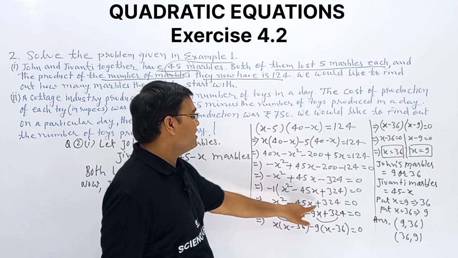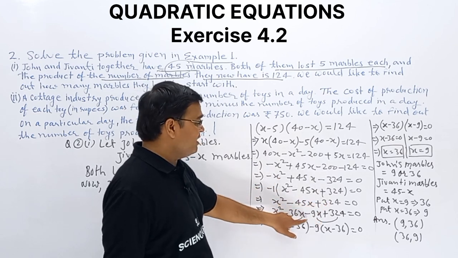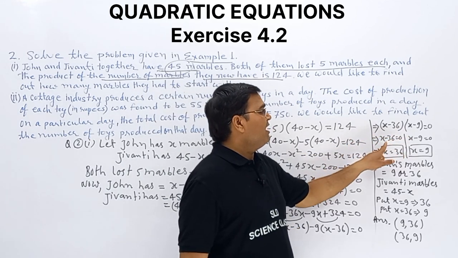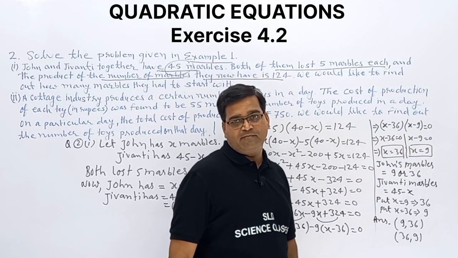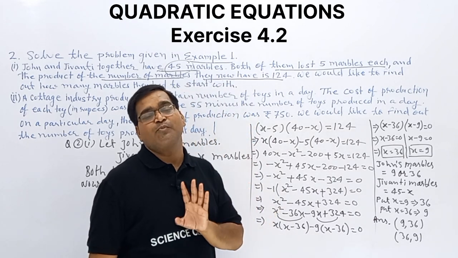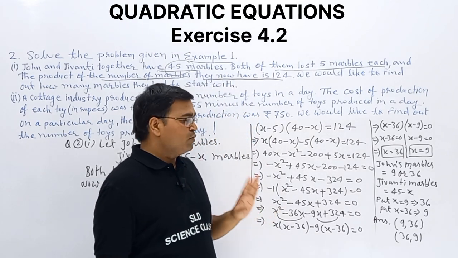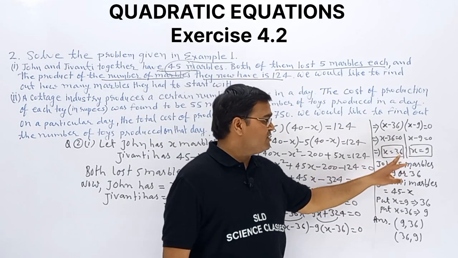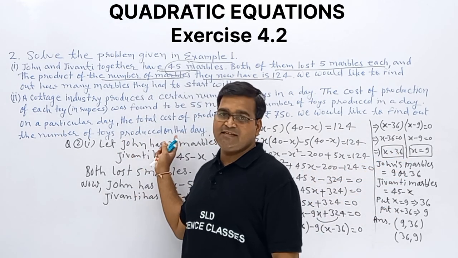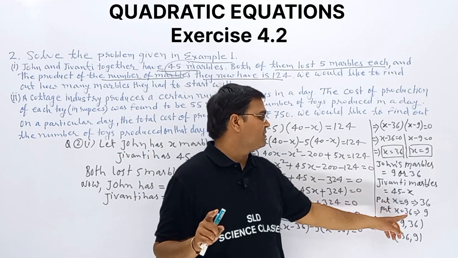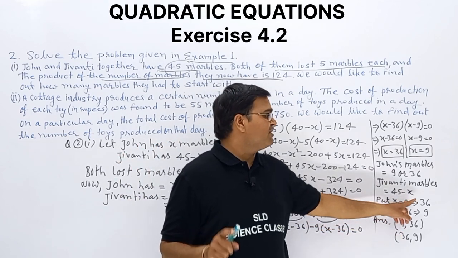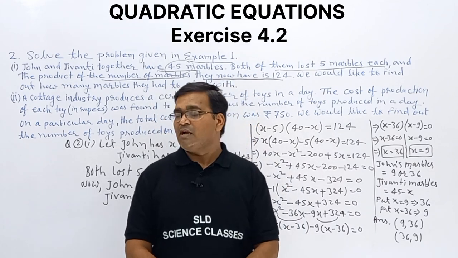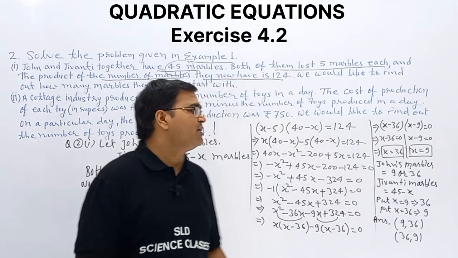Clear? You are getting this as a quadratic equation. Then split the middle term, factorize this one, we are getting two factors, x equal to 36 and x equal to 9, and x is John's marbles. Two answers are possible. If John is having 36, then Jeet will be 45 minus x, Jeet will be 9. If John is having 9 marbles, then Jeet will be 36. Two answers are possible. That's about this question. Now second question I am taking.